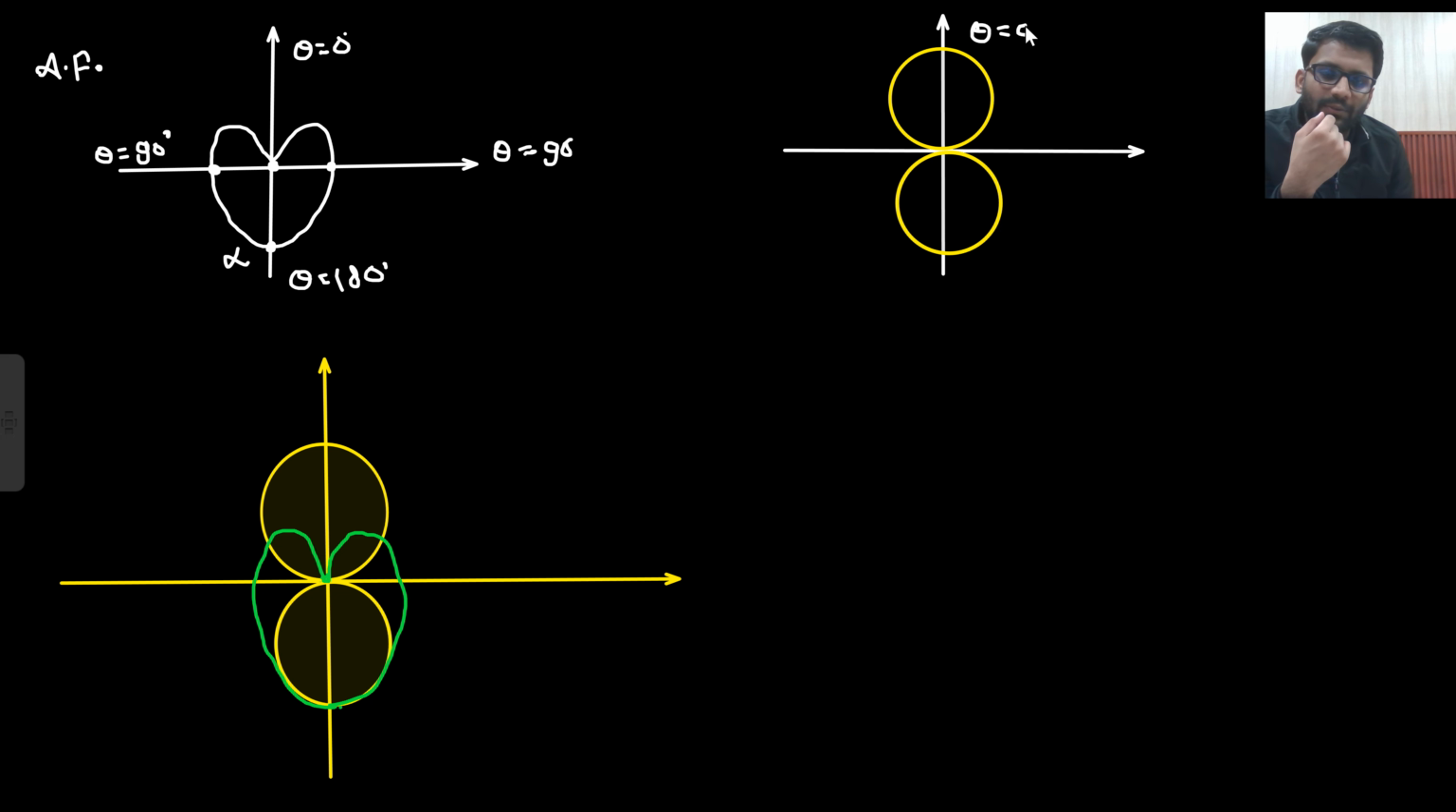This is your theta equals 0 degree. This is 90 degree. This is 180 degree and this is 90 degree again. So this was ending at 2. This was ending at 2, right? Both were ending at 2. Now where is this ending? That I need to know, no?